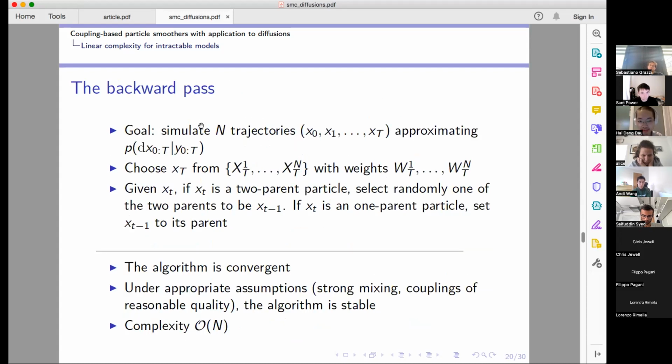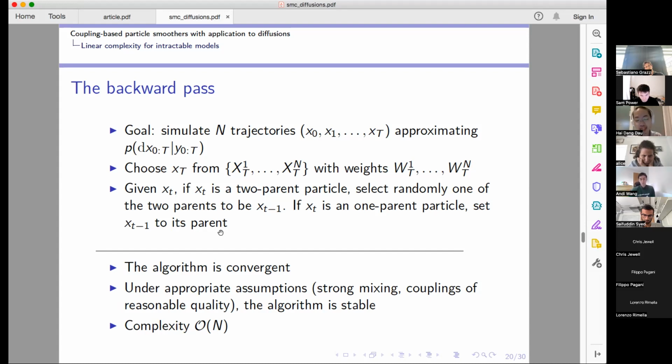And when you do the backward sampling, first you choose H_T from the final population with the weights W_T^1, ..., W_T^N, and then given H_t, here a small t because you're going backward, if H_t is a two-parent particle, you select randomly one of the two parents, H_{t-1}. And if H_t is a one-parent particle, you just set H_{t-1} to its parent.